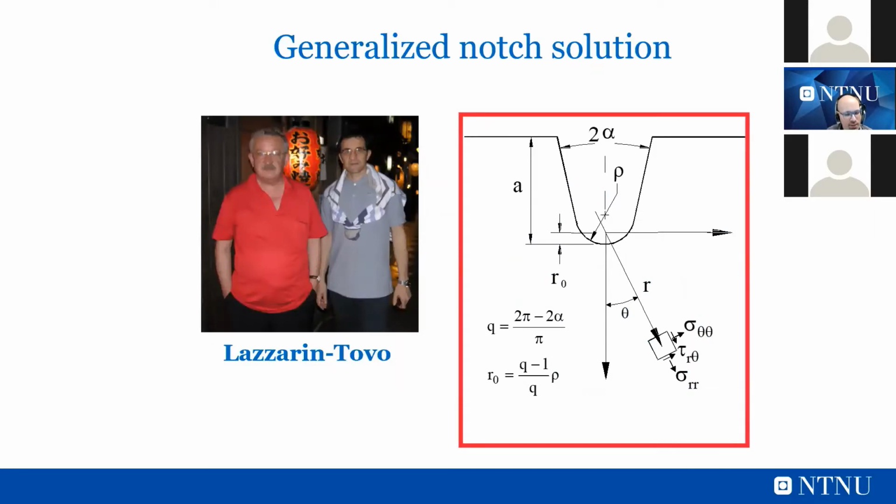After that, I want to say that according to my experience, the most useful contribution dealing with notch components is due to Lazzarin and Tovo. This is a generalized notch solution provided in 1996 by Professor Lazzarin and now Professor Tovo. Tovo was previously a PhD student of Professor Lazzarin, and after that they worked together for several years developing this equation for notches. Actually, they consider a notch with a specific notch opening angle that they call 2 alpha, a notch tip radius that can also be 0 if you want, and the notch depth a, which are the main geometrical parameters.